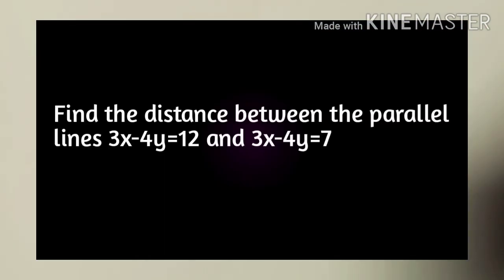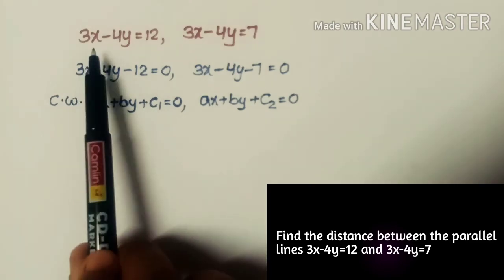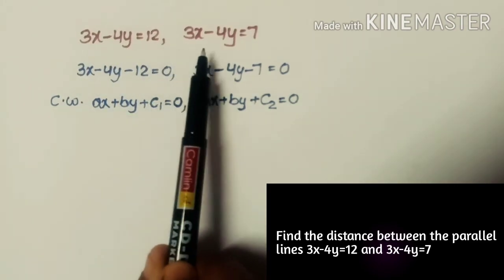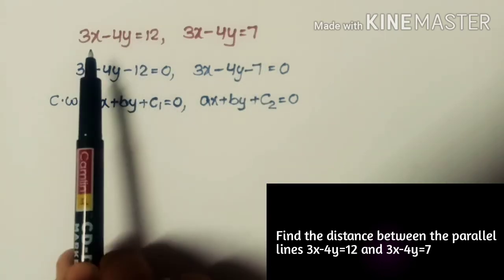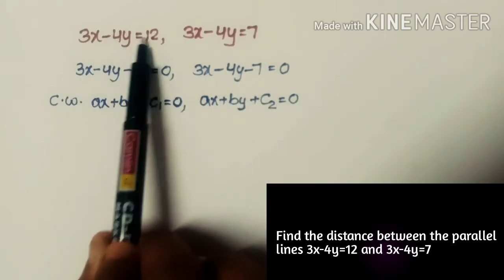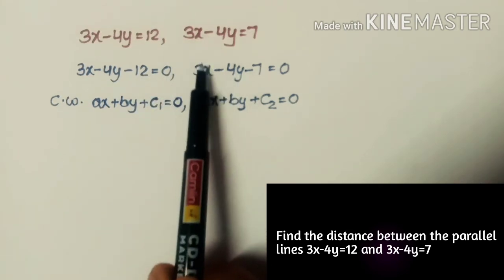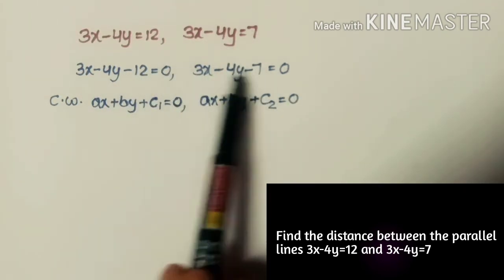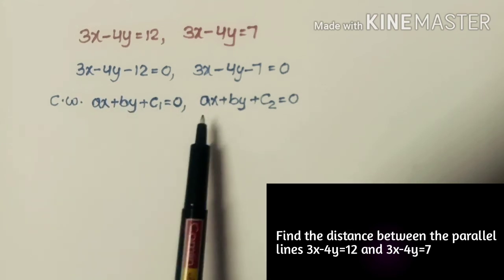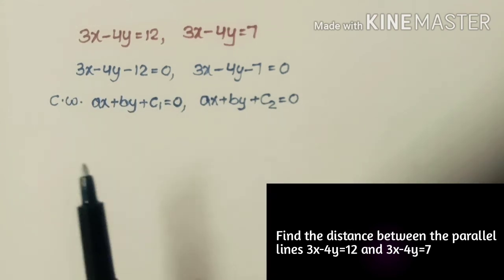Next problem, find the distance between the parallel lines 3x minus 4y is equal to 12 and 3x minus 4y is equal to 7. So here the lines are 3x minus 4y equals 12 and 3x minus 4y equals 7. In the next step we write these equations as 3x minus 4y minus 12 equal to 0 and 3x minus 4y minus 7 equal to 0. Now we compare these two equations with ax plus by plus c1 equal to 0 and ax plus by plus c2 equal to 0.